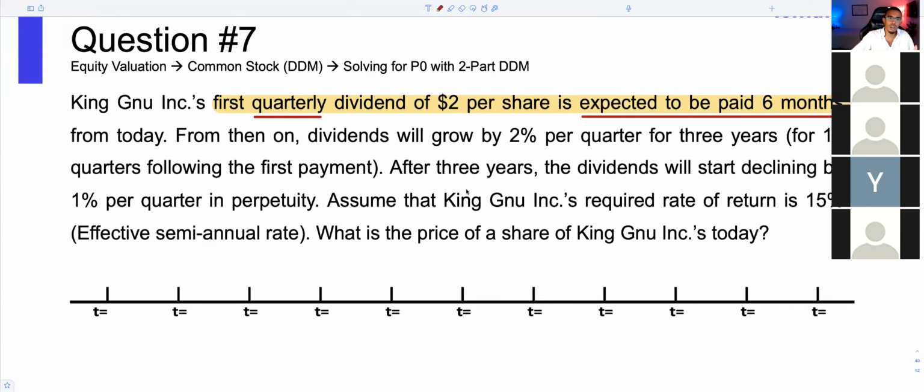We're like, what the hell is going on? Usually we deal with something that's annual, right? We deal with something that's happening every year. But in this case, we're dealing with something that's happening every quarter. So it's getting strange really quick.